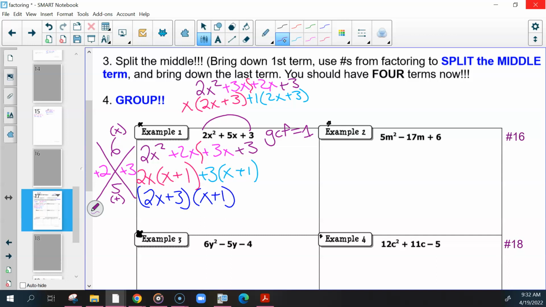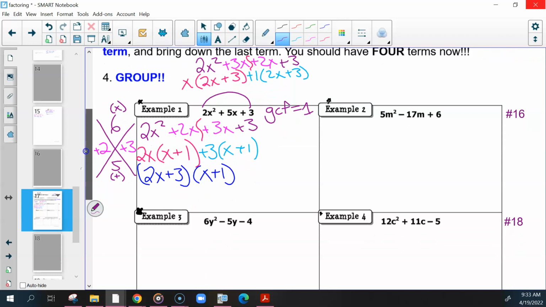Where did the 3 and the 2 come from? Two numbers that multiply to be 6 but add to be 5. Oh, that's where we got the 2 and the 3. Other questions on example 1 before we move on to example 2?